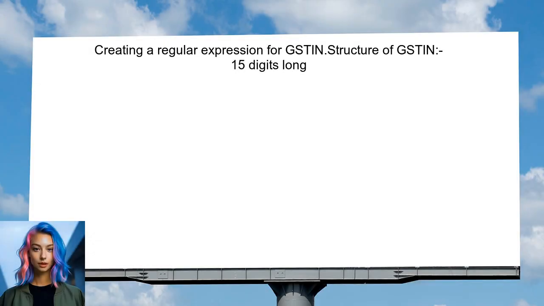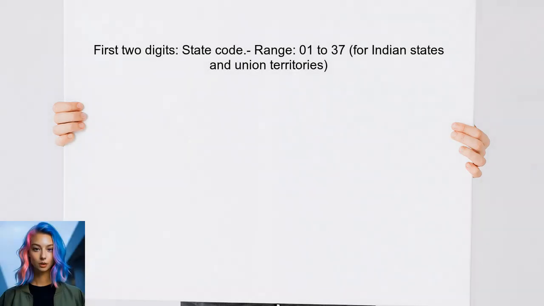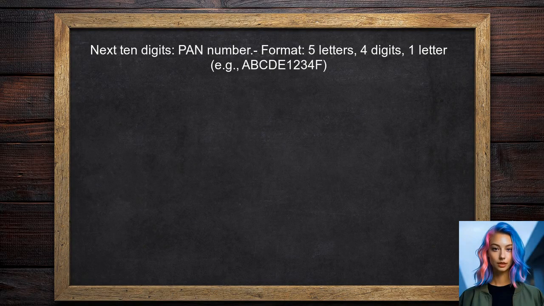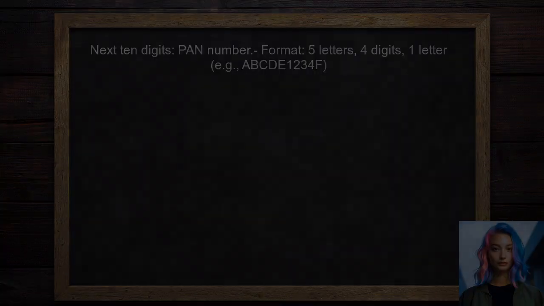To create a regular expression for the Goods and Services Tax Identification Number, or GSTN, the user should start by understanding its structure. The GSTN is a 15-digit number. The first two digits represent the state code, which corresponds to the 2011 census of India. The user should include a range for these two digits in the regex. Next, the user needs to account for the next 10 digits, which represent the permanent account number, or PAN, of the taxpayer. This part of the regex should allow for alphanumeric characters.